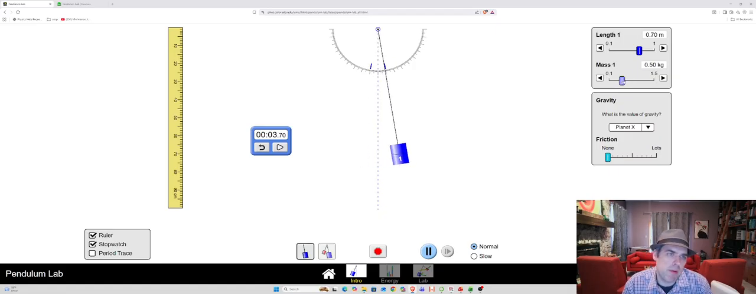The other thing, let's go back to 1 kilogram. And we're going to change our amplitude here all the way to 90 degrees. And you're going to be measuring the period of this and answering some questions about that as well. All right, let's get to it.